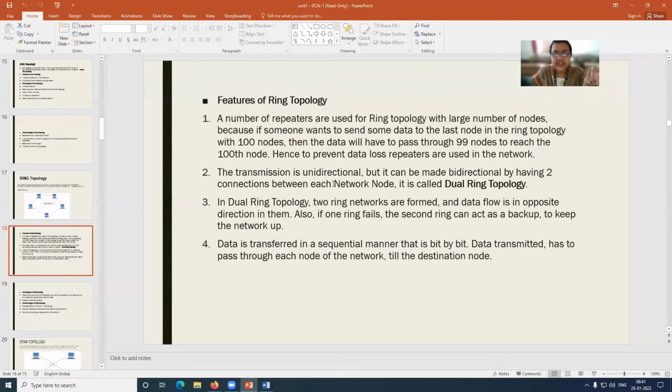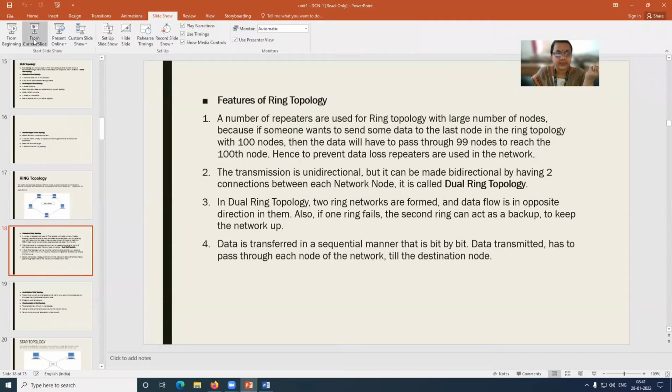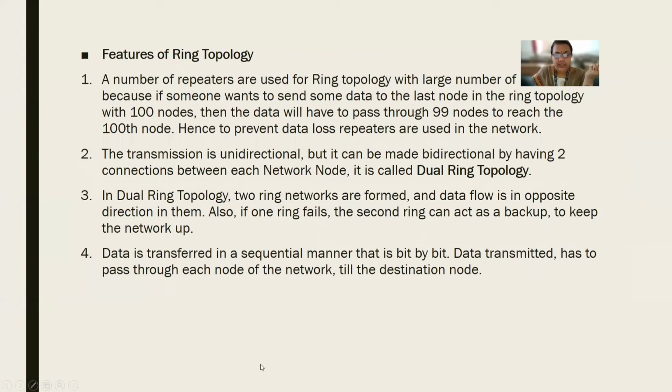And the transmission is unidirectional, but it can be made bidirectional by having two connections between each network node. It is called dual ring technology. Okay, so that means now see here how the network is connected. Here is my first node, and I'm connected to the second node, and this will be the third node, and this will be the fourth node, like that I connected.